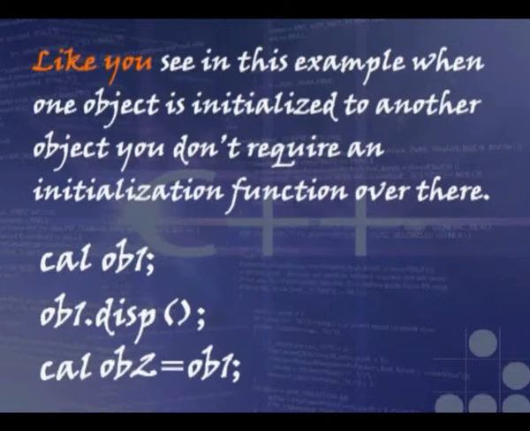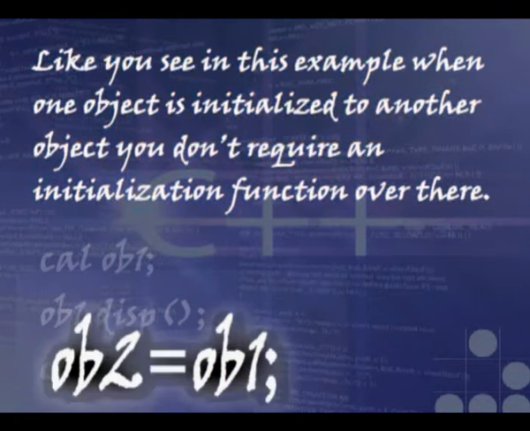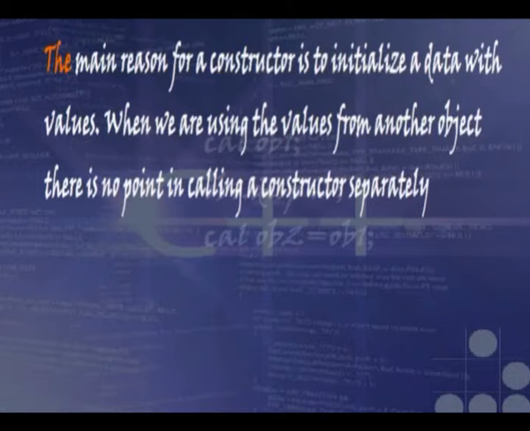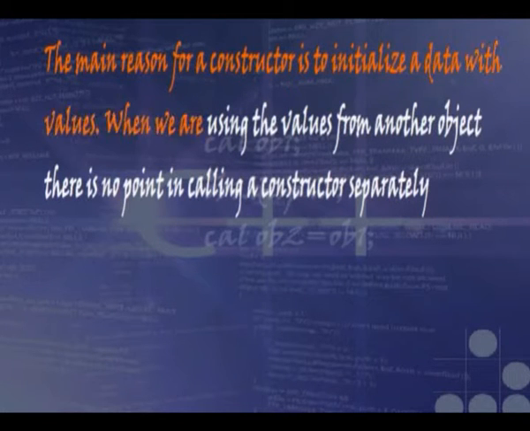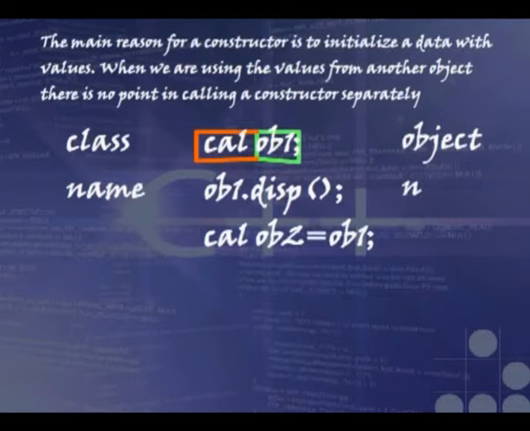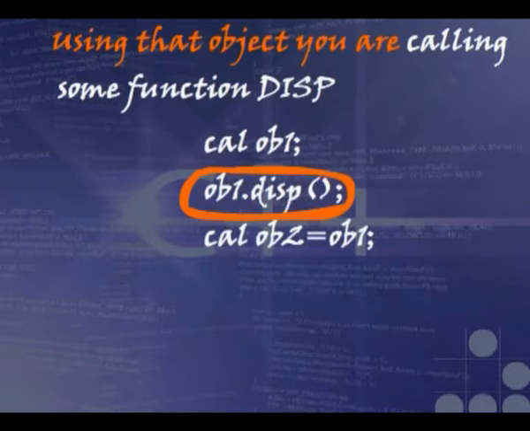Like you see in this example, when one object is used to initialize another object, you do not require an initialization function over there. The main reason for a constructor is to initialize data with values. When you are using the values from another object, there is no point in calling a constructor separately. Here, if you see, you are having Cal, which is the name of the class, followed by the object name OB1. So, when this object is created, the constructor will be invoked. Using that object, you are calling some function disp.